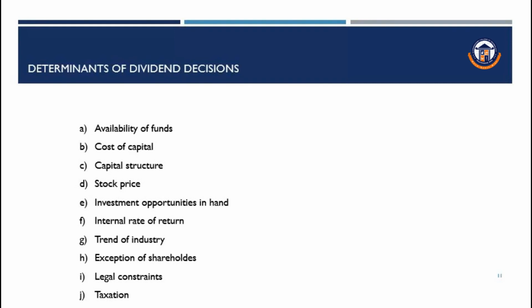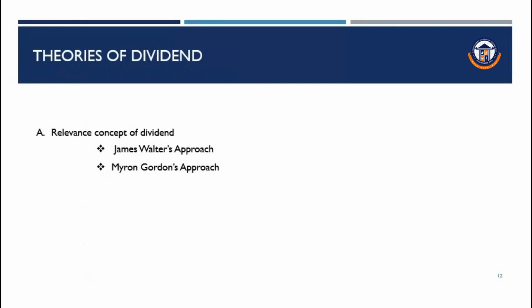Out of the profit the company arrived at after providing for depreciation in accordance with the provisions of section 123 subsection 2. Then the tenth one is tax consideration as per section 115 of the Income Tax Act 1961. Dividend is subject to distribution tax in the hands of the company under the existing provisions in the Income Tax Act 1961. Then the next topic is theories of dividend.